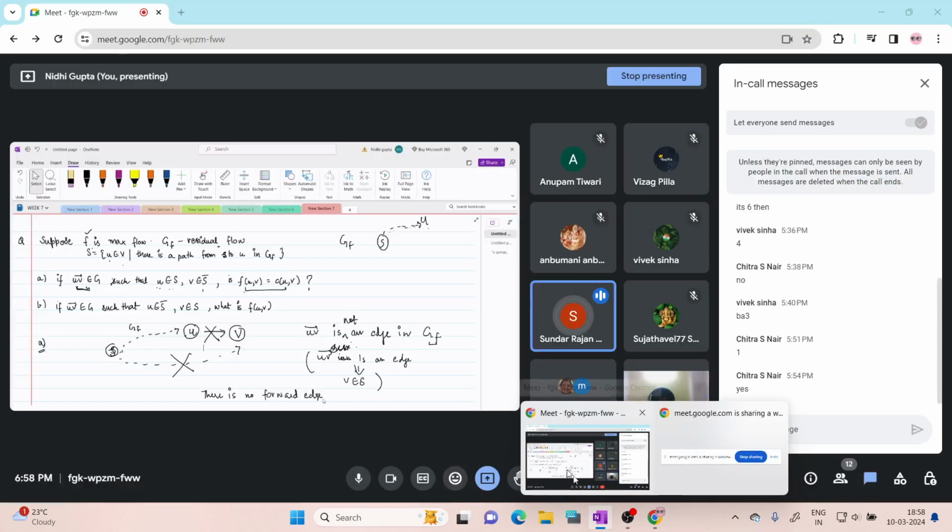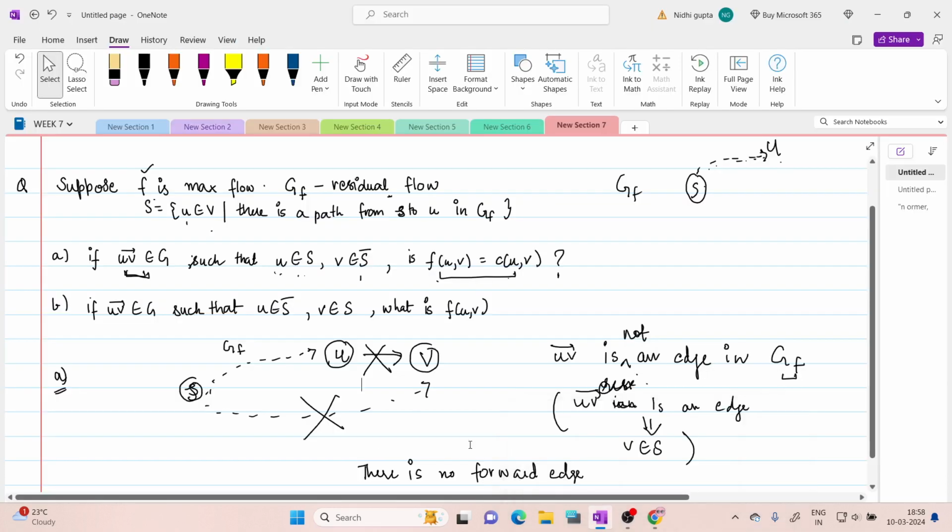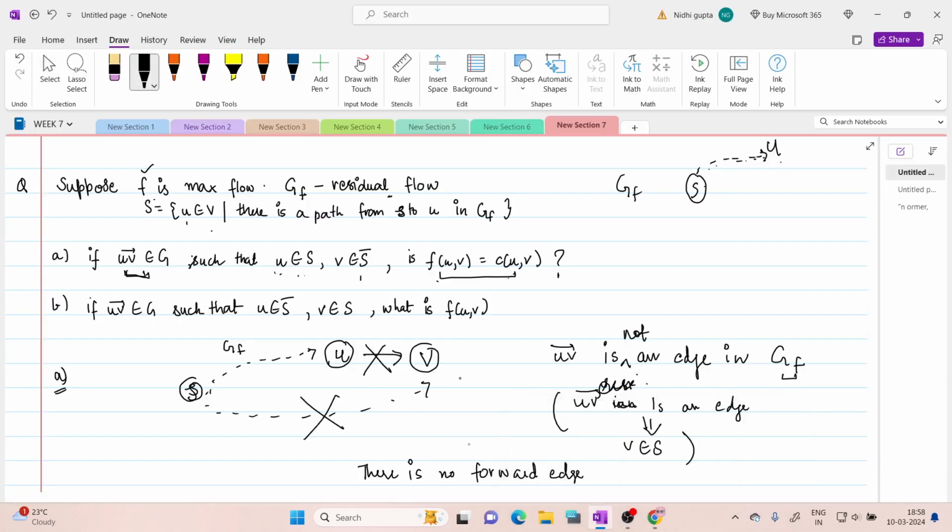The question here is: since UV is an edge in GF, if UV is not an edge in the residual flow, that means there is no forward edge. So can we say that since there is no forward edge in the residual flow, FUV has to be equal to CUV?